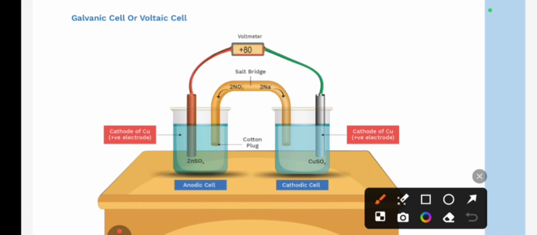So actually, what is the salt bridge? It is a U-shaped tube in which some ionic compounds are kept so that it can balance the charge or maintain the neutrality.